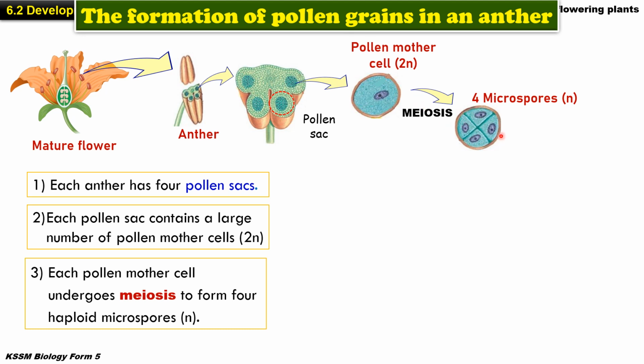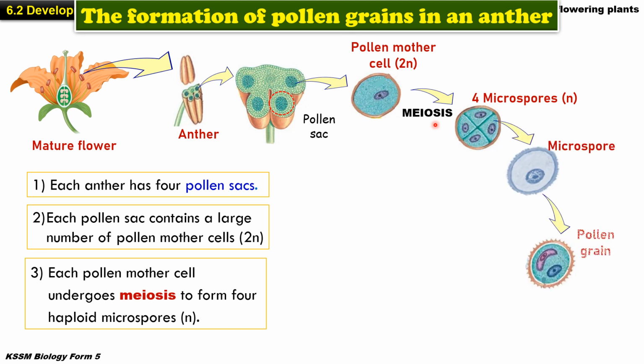So, tengok sini, nombor 3. Each pollen mother cell undergo meiosis to form 4 haploid microspores. So, 4 ini, okay, once the pollen mother cell already undergo meiosis, the name changes. It becomes microspore. Dia kecil kan? So, microspore ada berapa? 4 microspores. And each of the microspores is haploid. Boleh? Okay, lukis. Jangan tengok je. Lukis, lukis, lukis.